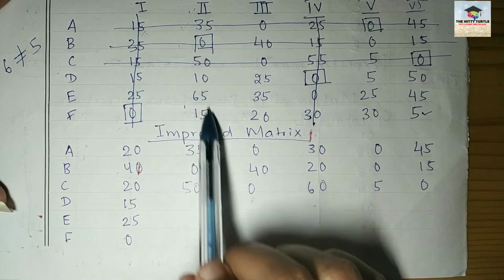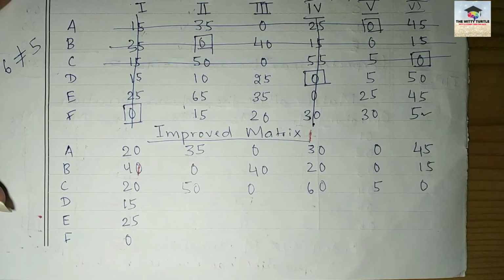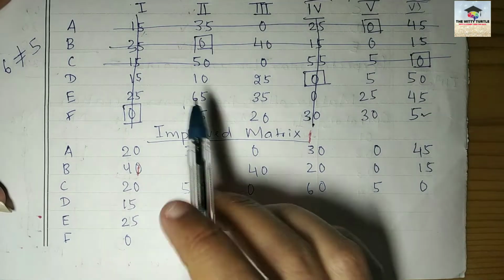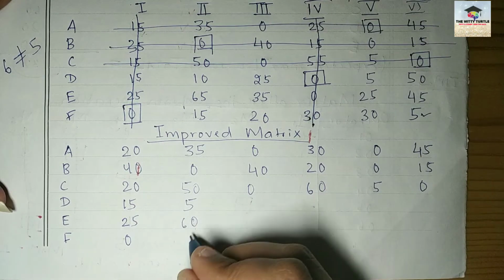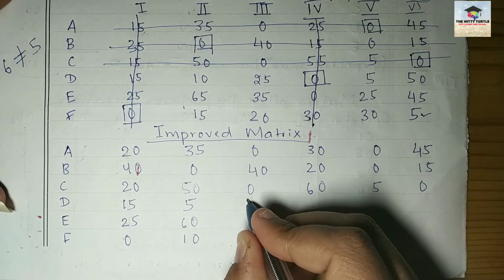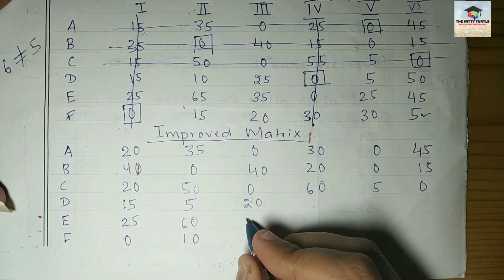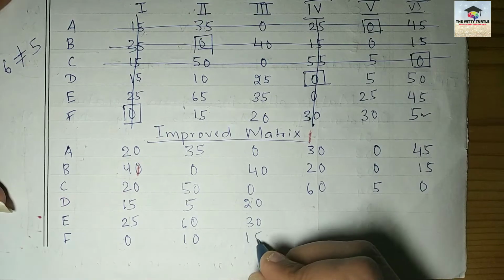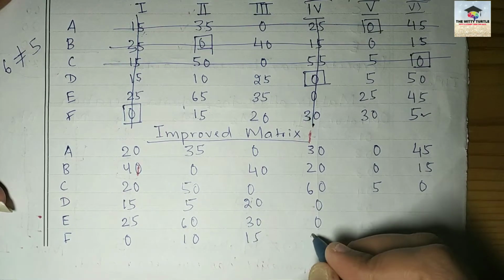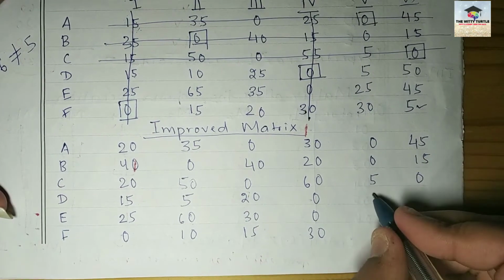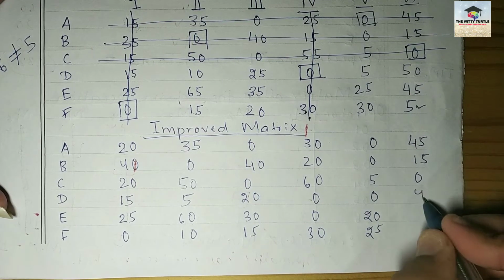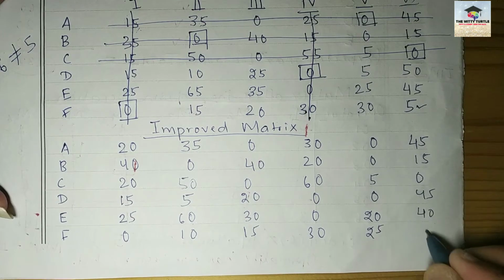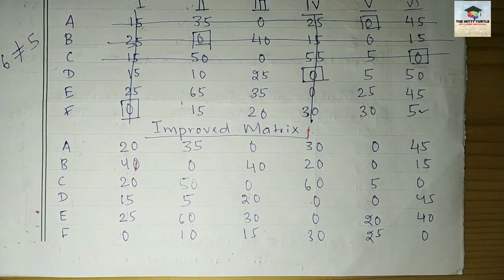And then these are the uncut numbers. What are you supposed to do here? You have to deduct the minimum number from these uncut numbers, right? So this will be what? 5. This will be 60. This will be 10. This will again be 20. This will be 30. This will be 15. 0, 0, 30. There won't be any change. And this will be 0. This will be 20, 25, 45, 40 and 0 again, right? This is the improved matrix that you have got.